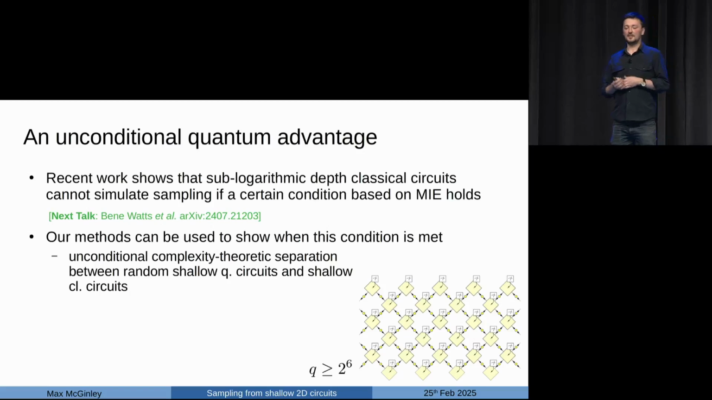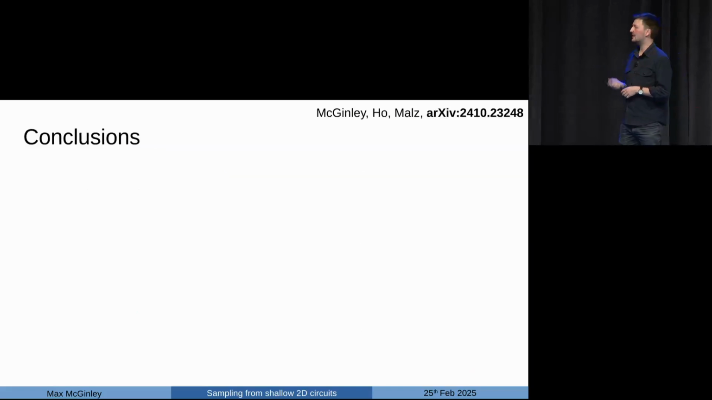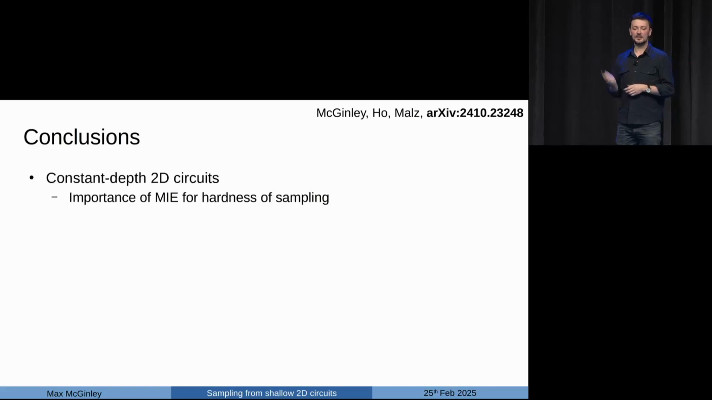And this gives us an unconditional complexity-theoretic separation between two analogous classical and quantum resources, in particular constant-depth classical versus constant-depth quantum circuits. Okay, that brings me to the end. Let me just put up these conclusions.